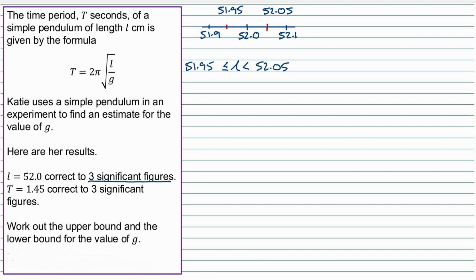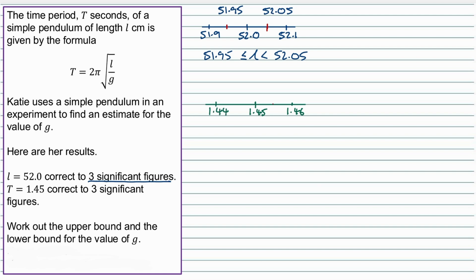For T, I'm doing it in green, I'm just going to move this up a bit. Again, we'll draw the number line. We're told it's rounded to 1.45 to 3 significant figures. So what two values do you think it would be between? To 3 significant figures, it's going to be between 1.46 and 1.44.